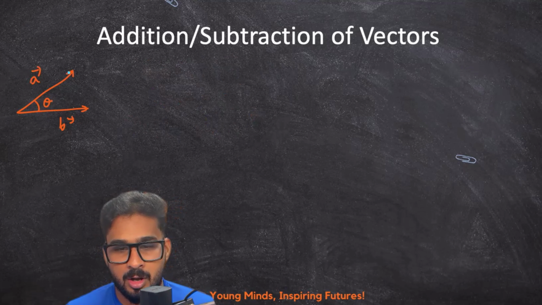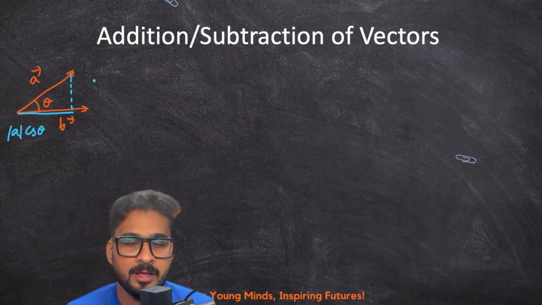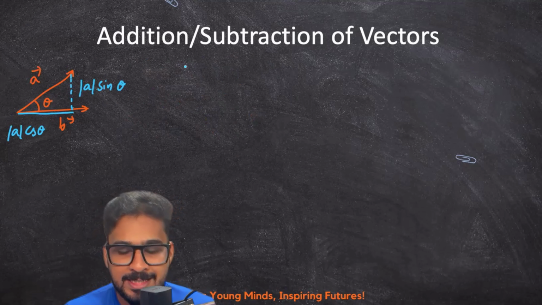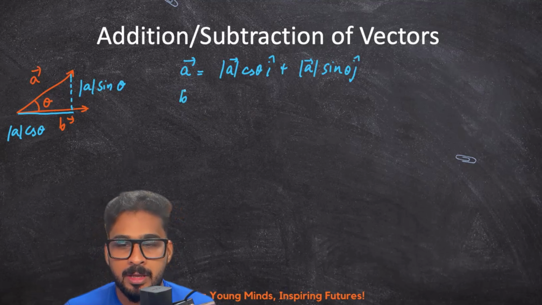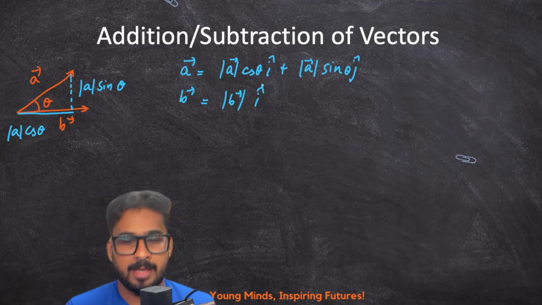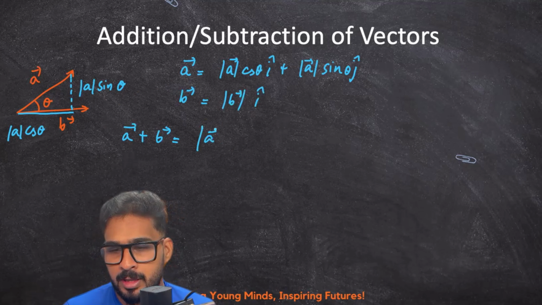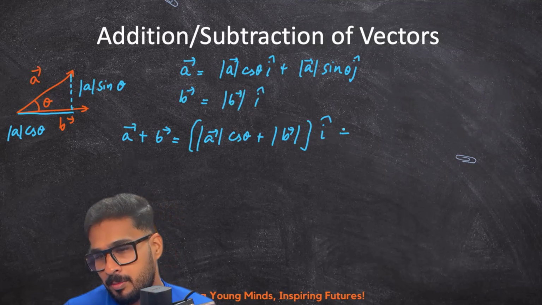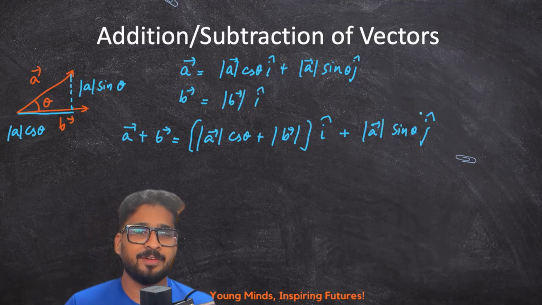So in order to find the component along the x direction, I will write it as mod A cos theta, and the y component I can write as mod A sin theta. So basically A bar can be written as mod A cos theta i cap plus mod A sin theta j cap, and for B bar we have just mod B in the i cap direction. So what is my A bar plus B bar? That becomes mod of A bar cos theta plus mod B i cap plus mod A sin theta j cap. This is the final answer.